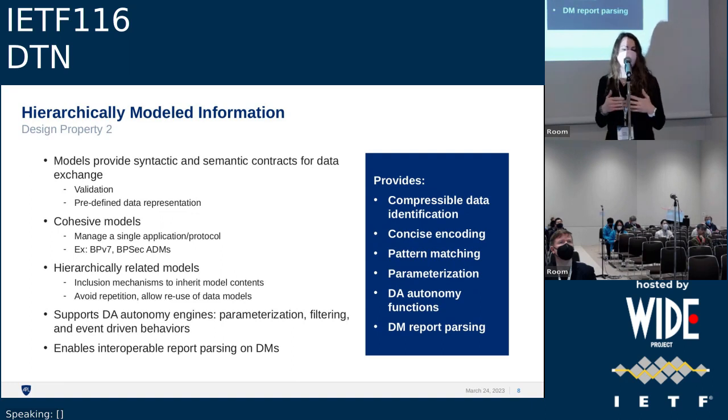Second is hierarchically modeling our information. So if we are using ADMs, application data models, within the DTNMA, we want to be able to hierarchically relate them so that we are avoiding repetition and then being able to reuse those data models as is appropriate. And these models are also cohesive, so they are to manage a single application or protocol. And that gives us the compressibility that we need, concise encoding, as well as pattern matching and parameterization in support of autonomy. Next slide.